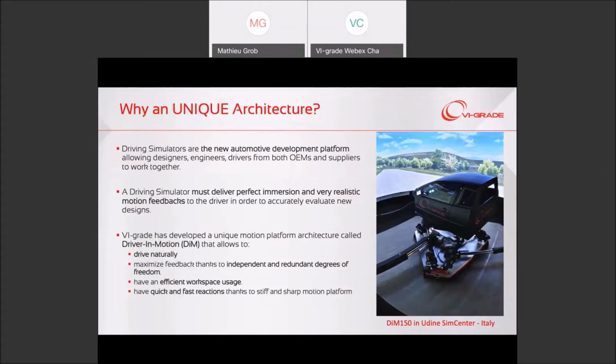ViaGrade has developed a unique motion platform architecture called the driver in motion, the DIM, that allows us to address several critical points. The first one is drive naturally. It may sound like a simple idea, but in a driving simulator, as we have limited workspace and limited feedbacks, we need the driver to drive as naturally as possible to evaluate our design, our solution, the exact same way that he would have done in real life. Otherwise, if he adapts, if he changes the way of driving, the way he tests it will change, and of course, the conclusion will change also.